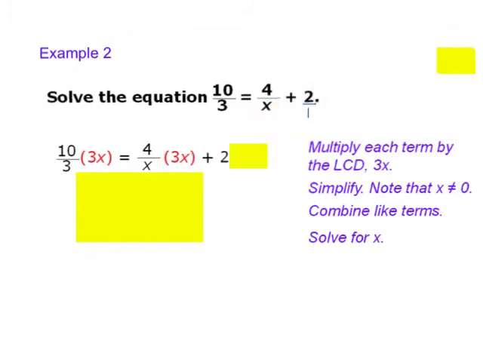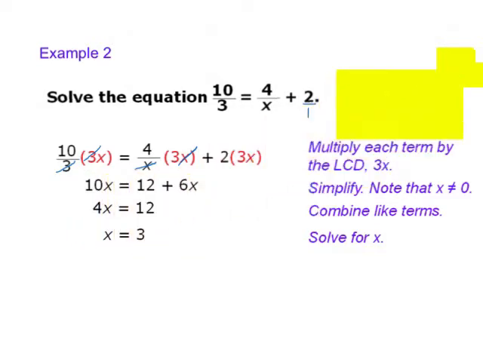And in multiplying each term by 3x, we're going to see that things divide out. Notice, this 3 here divides out with that 3, leaving us with a 10x on the left side. This x divides out with this x, leaving me with a 12 in this area. And then, of course, we just multiply the 2 times the 3x. So when I'm all done, it gives me 10x is equal to 12 plus 6x.